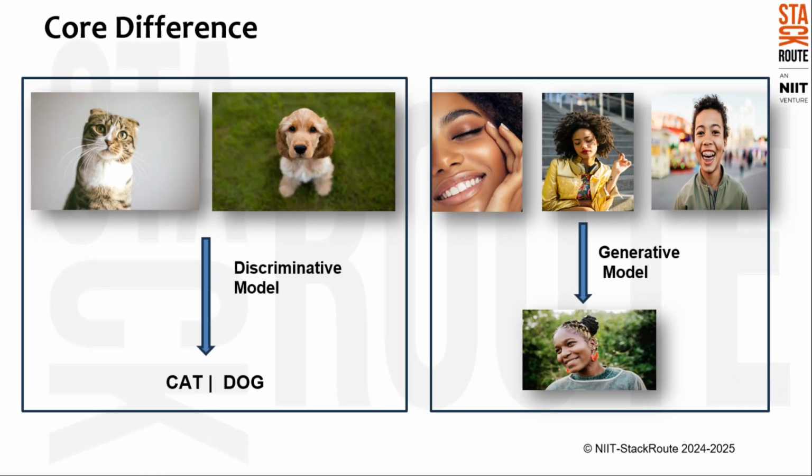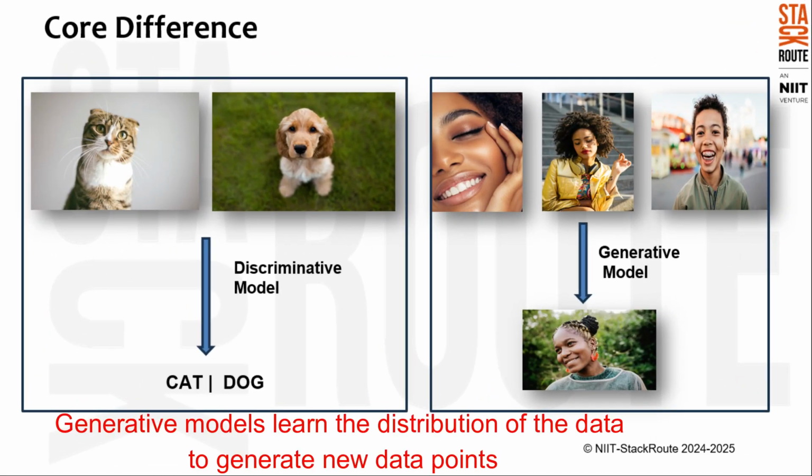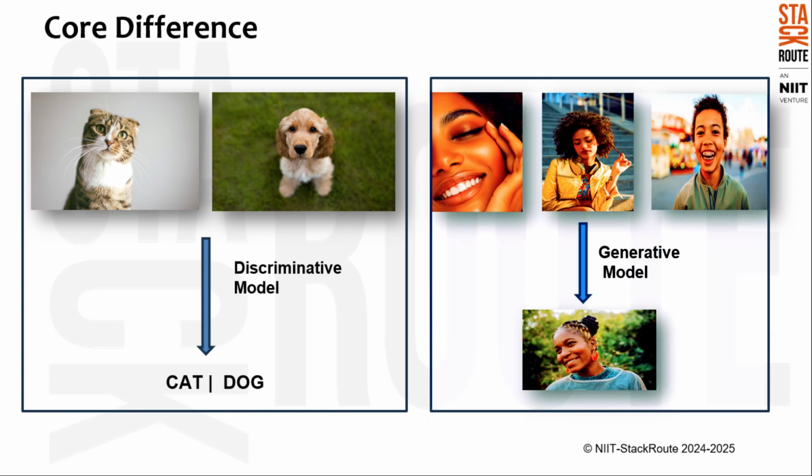So, what's the core difference? Well, generative models learn the distribution of the data to generate new data points. For example, a model trained on a dataset of human faces can generate new, realistic images of faces. Meanwhile, discriminative models learn the boundary that separates different classes within the data. Given a new data instance, they predict which class it belongs to based on these learned boundaries.